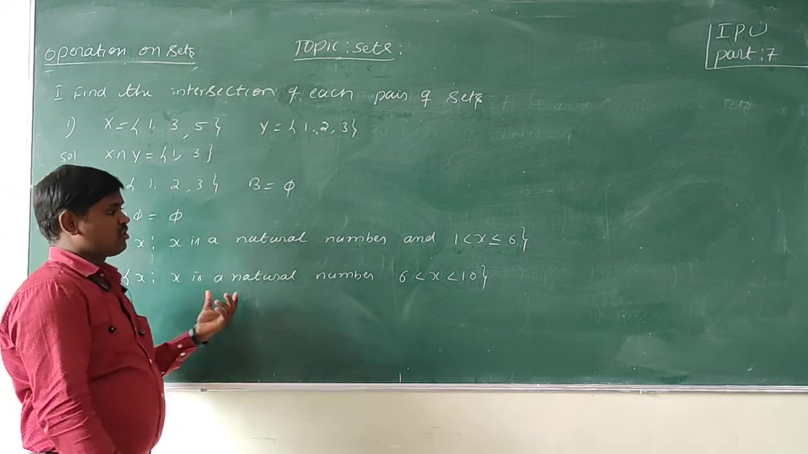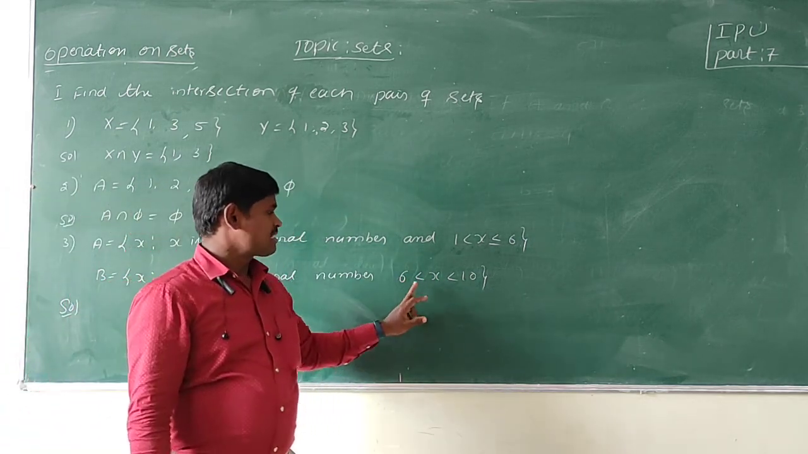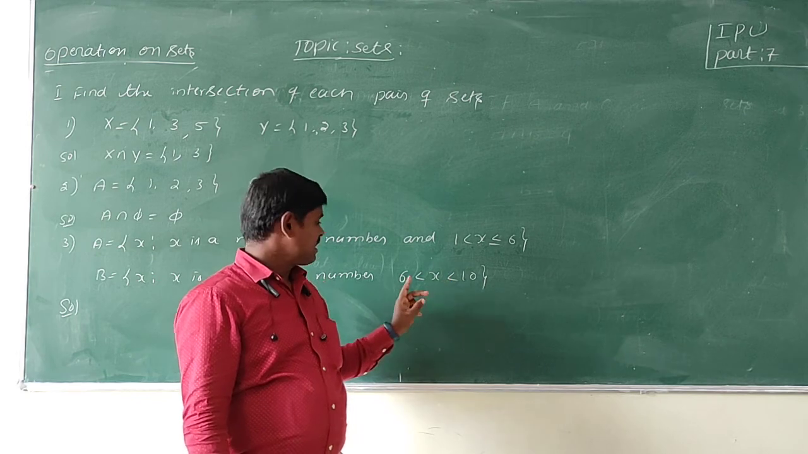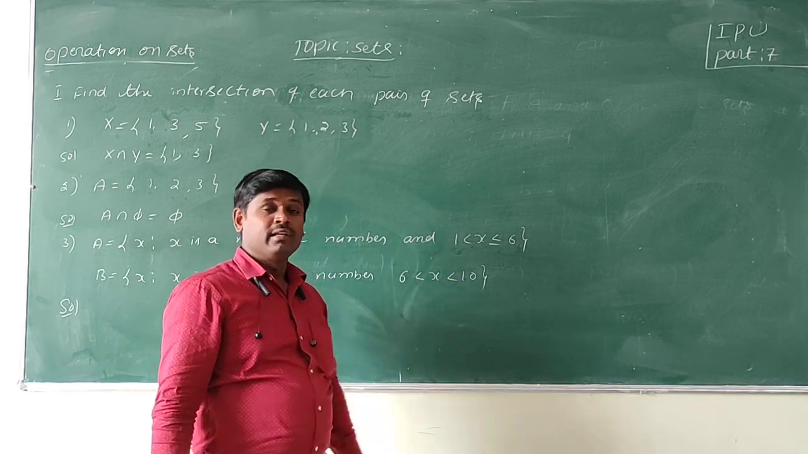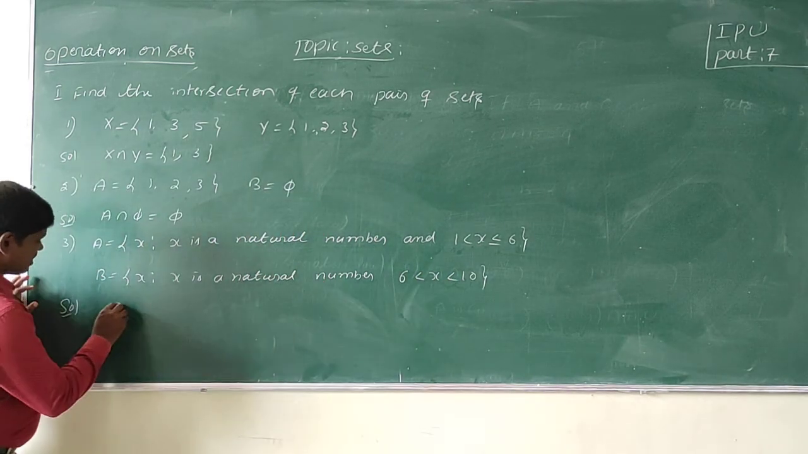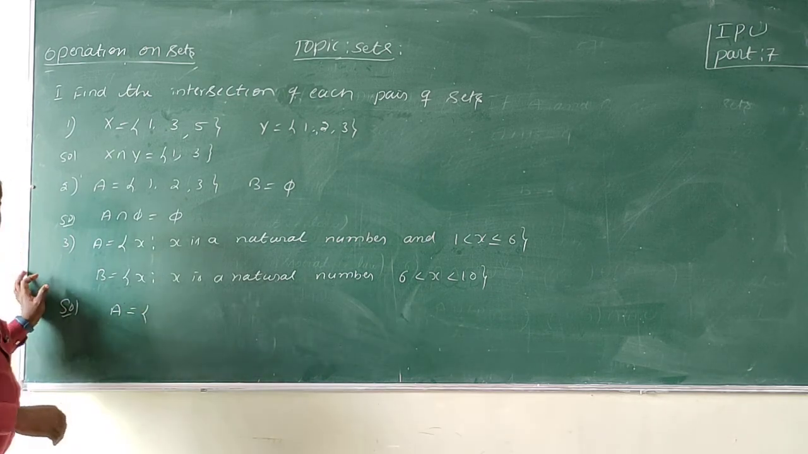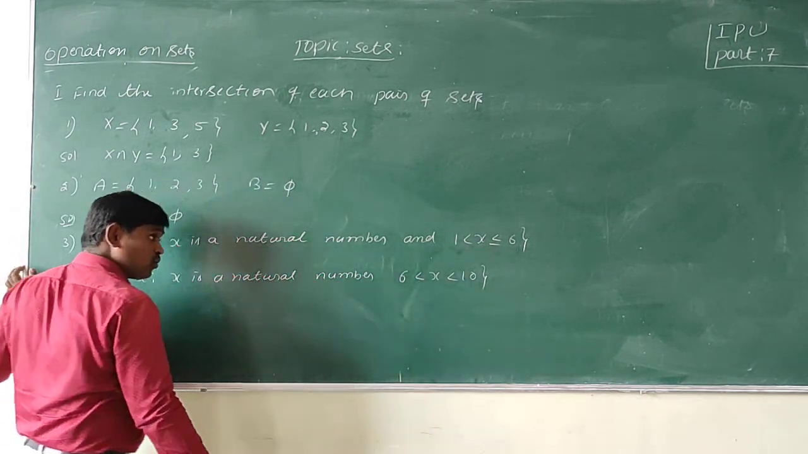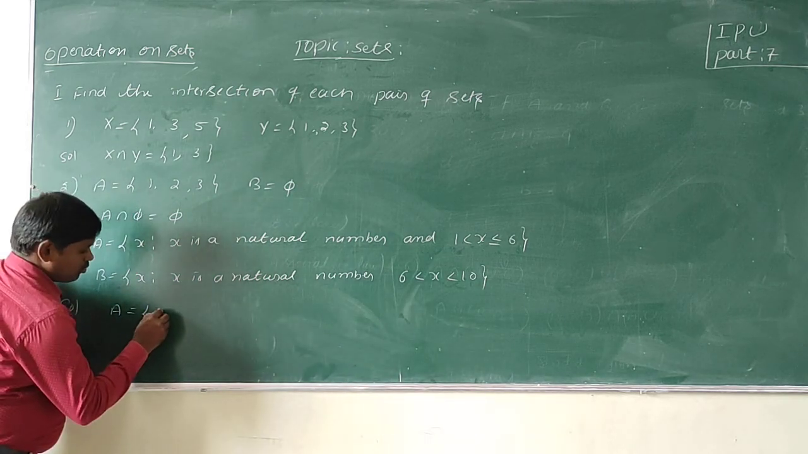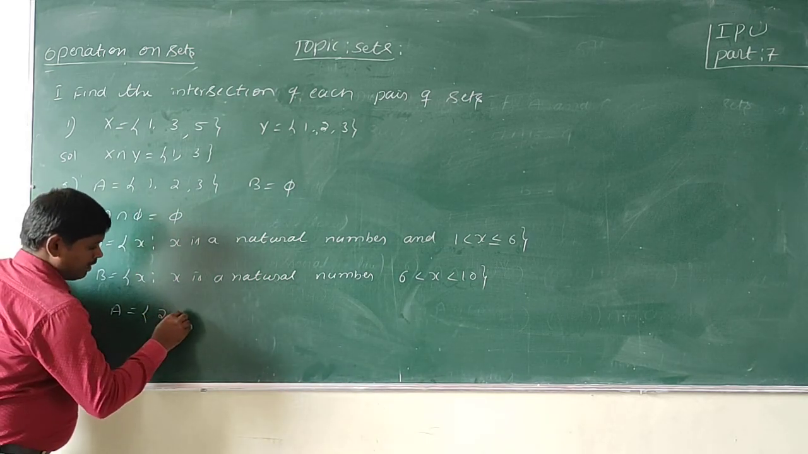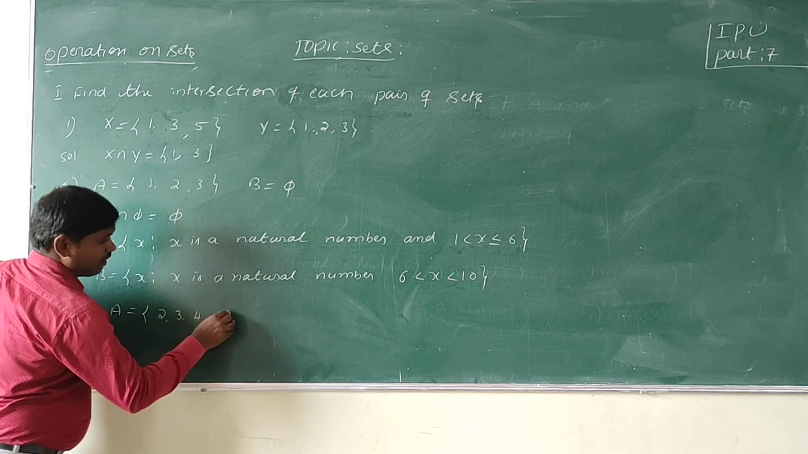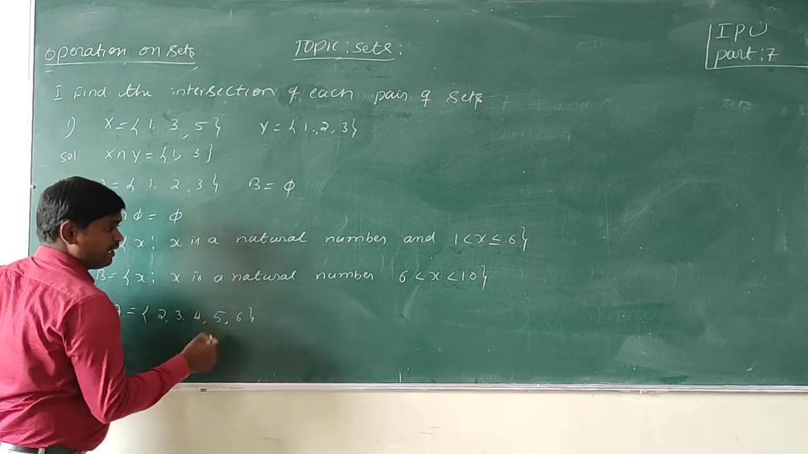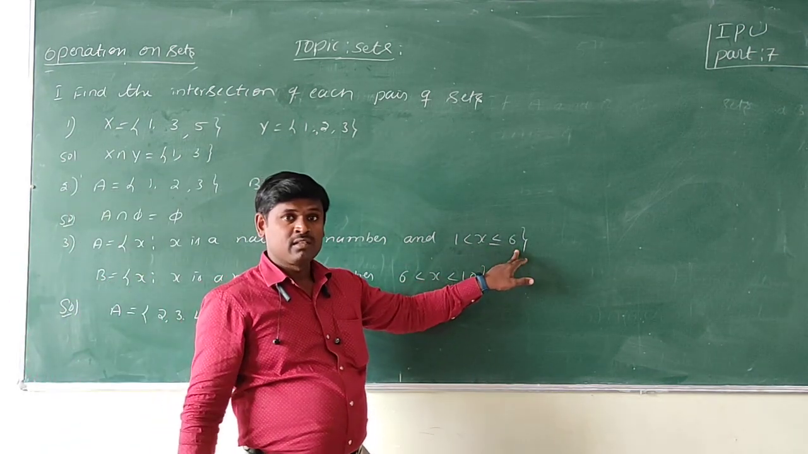So x is a natural number and x lies between 6 and 10. That means excluding 6 and excluding 10. Therefore set A is the natural numbers 1 < x ≤ 6, which is 2, 3, 4, 5, including 6 but excluding 1.